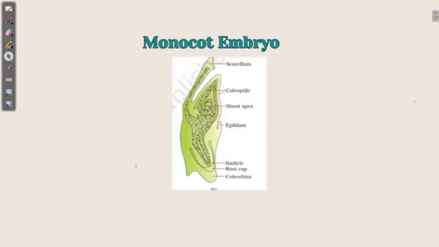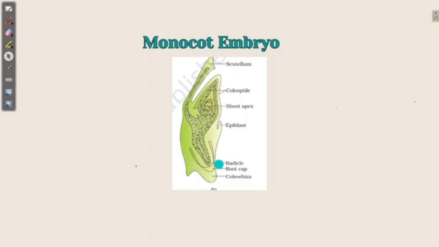Now let's talk about monocot embryo. A typical monocot embryo has only one cotyledon. So the cotyledon in monocot, we call it as scutellum, and it is situated towards the lateral side of the embryonal axis. So this is the embryonal axis, and scutellum, which is the cotyledon, is found towards the lateral side of it.